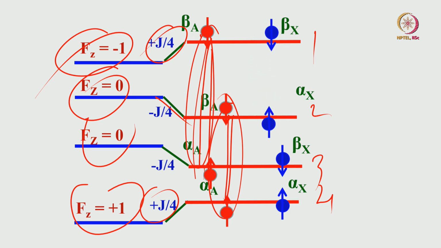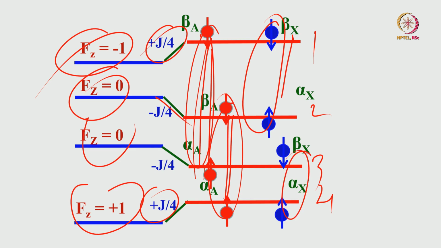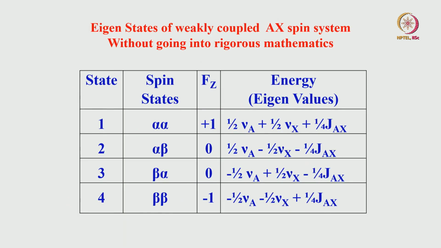Similarly, for the X spin, 1 2 and 3 4 frequencies are allowed. See, the 1 2 frequency is larger because the energy separation is larger, and the 3 4 frequency is smaller compared to 1 2. So, the X spin has 2 frequencies, one larger and the other smaller. A has 2 frequencies, one larger, the other smaller. How much it is, you can work out and calculate mathematically, which I am not going to do because this has already been discussed in one of my previous courses.